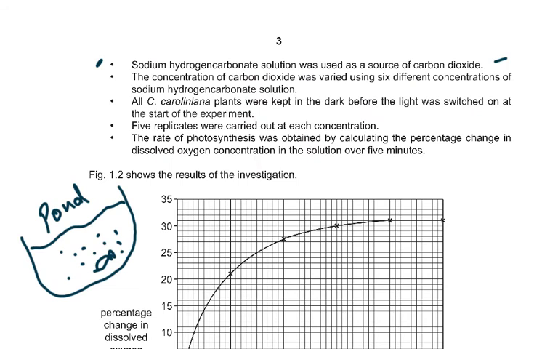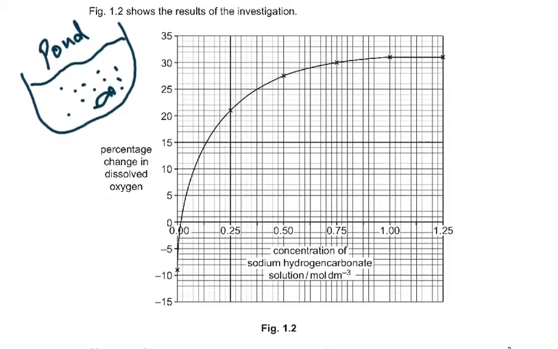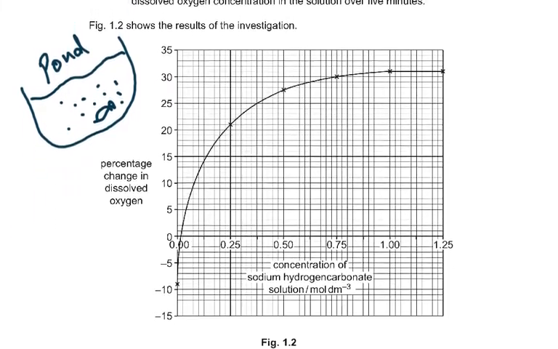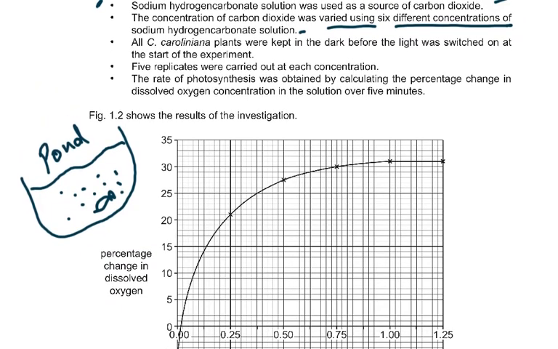And that chemical is sodium hydrogen carbonate. So the concentration of carbon dioxide was varied using 6 different concentrations of sodium hydrogen carbonate solution. 1%, 2%, 3%, 4%, or 5%, we can say it in anything. And as you can see here, they've given the concentration in mol dm^-3. So the concentration of carbon dioxide was varied using 6 different concentrations of sodium hydrogen carbonate solution.